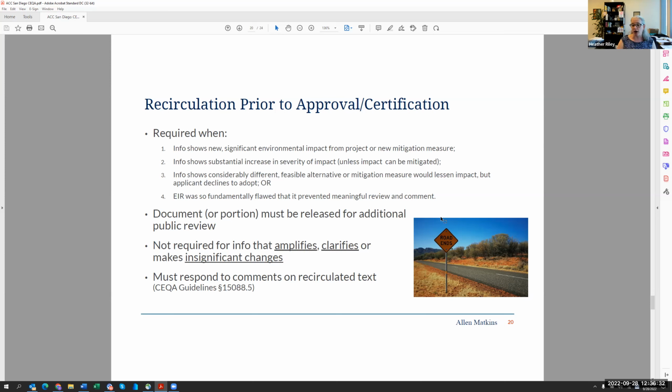Your final EIR, there's a reason why you have a draft and a final. The final EIR finishes the document. You are allowed to clarify. You are supposed to explain in response to those comments what other things are important.